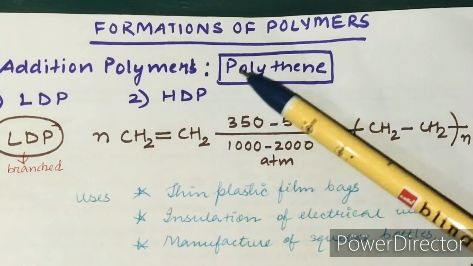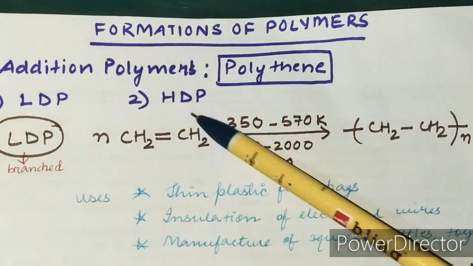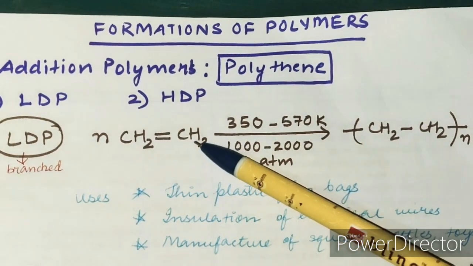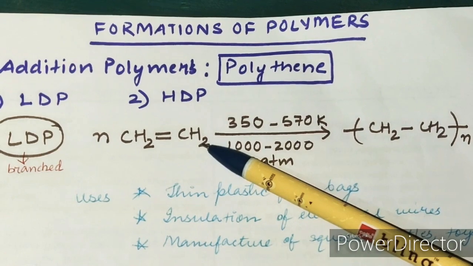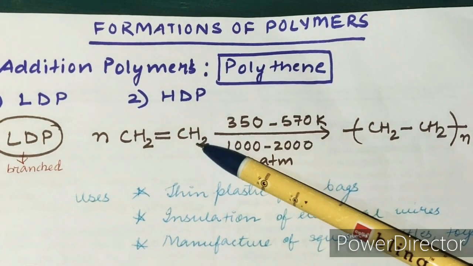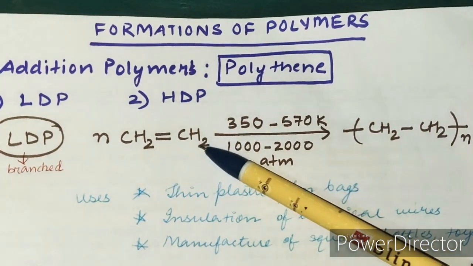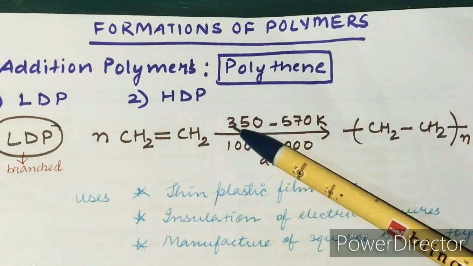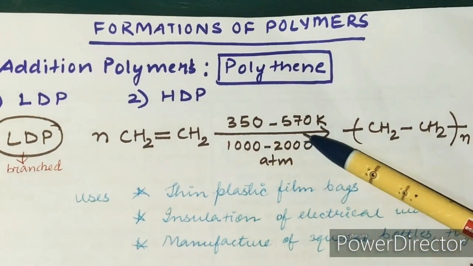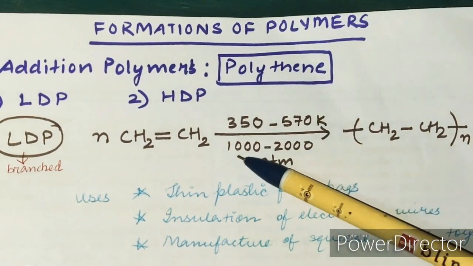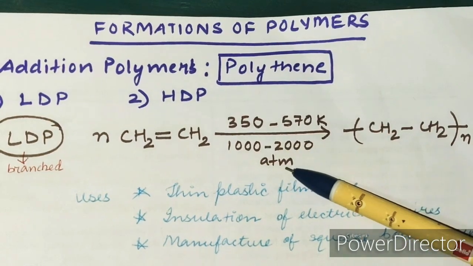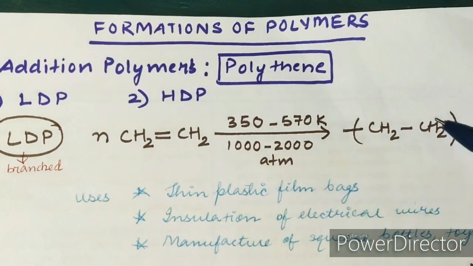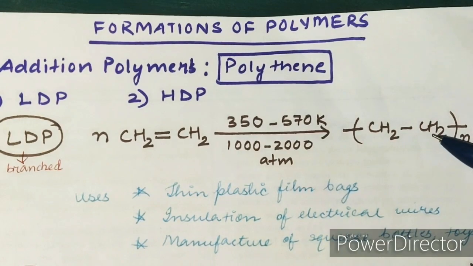So now the formation, we have taken n number of ethene molecules. Since it is polyethylene, the monomer has to be ethene. So n number of ethene molecules are taken and they are heated at a temperature of 350 to 570 Kelvin under the pressure of 1000 to 2000 atmospheric pressure. So you will get the chains of polyethylene.